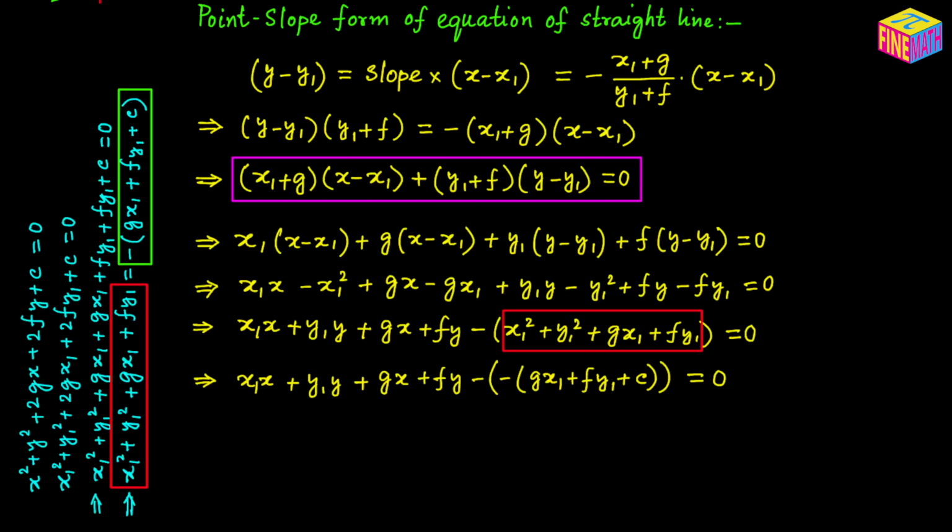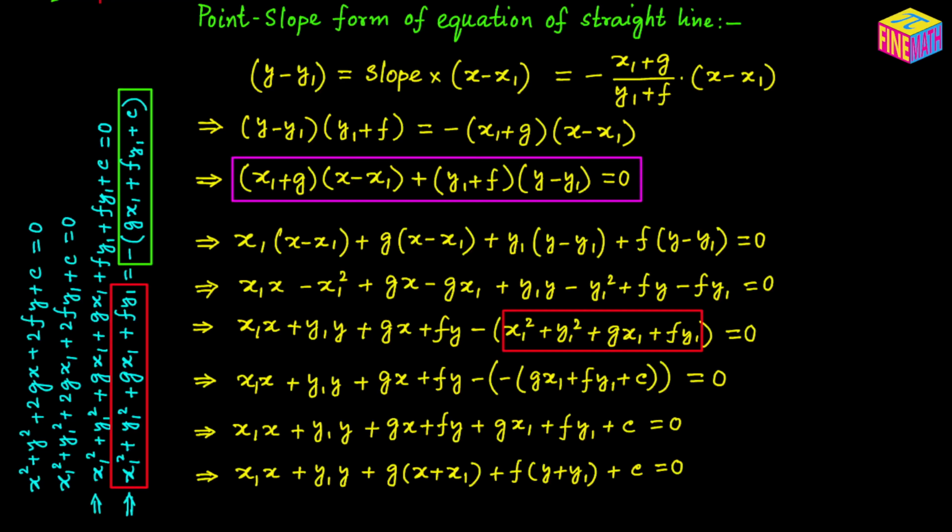Now let's get rid of the parenthesis. It will be x₁x + y₁y + gx + fy + gx₁ + fy₁ + c = 0. And from here, if we reorganize a little bit, we can write it as x₁x + y₁y + g(x + x₁) + f(y + y₁) + c = 0. And that is the other form of the equation of the tangent line.